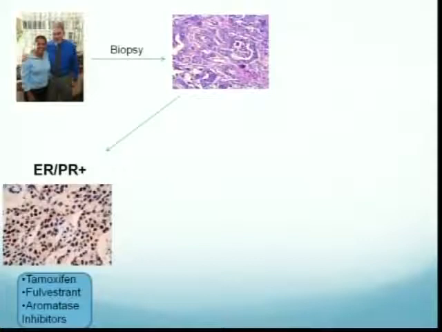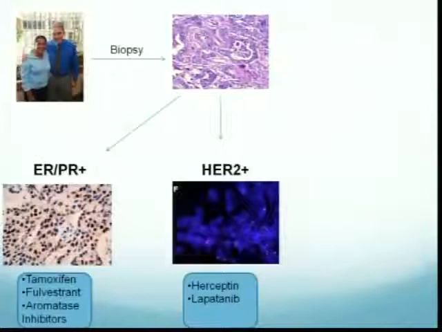So these are very popular drugs that target the estrogen receptor: tamoxifen, fulvestrant, and aromatase inhibitors, which target enzymes that produce endogenous estrogen. They're also going to get stained for another cell surface marker called HER2. And if HER2 is overexpressed or over-amplified, in addition to chemotherapy, they're going to receive a couple other drugs, specifically Herceptin, which is an antibody against HER2, and lapatinib, which is a small molecule against HER2.